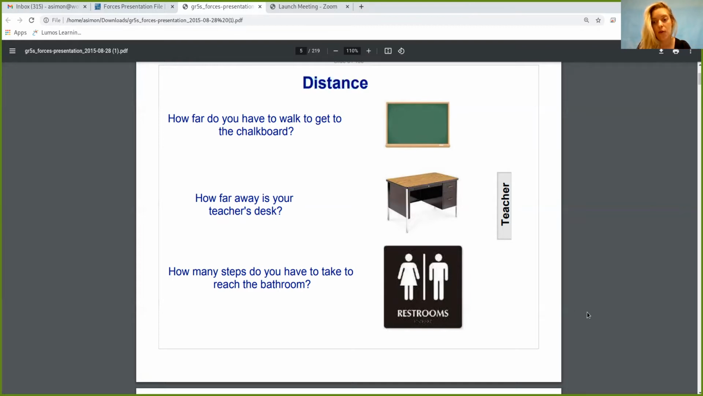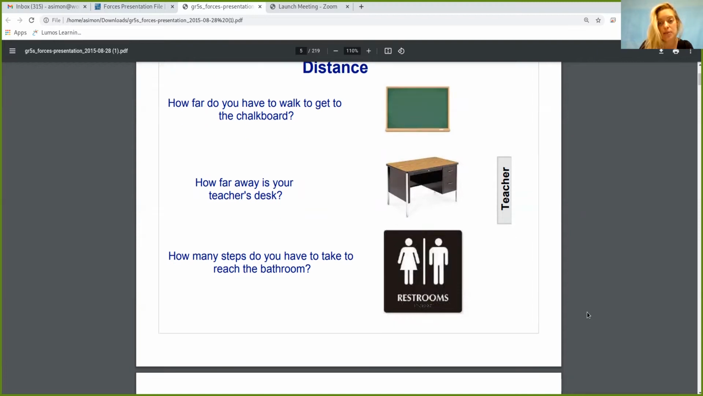Okay, so distance is how far away something is. And you can use a lot of different measurements to measure distance. It might be feet, it might be inches, it might be yards, okay? Depending on how far away something is will depend on what type of distance measurement you will use. But again, distance is just how far away something is.